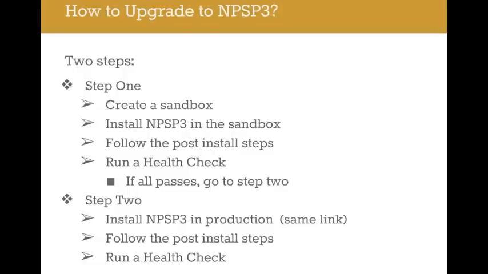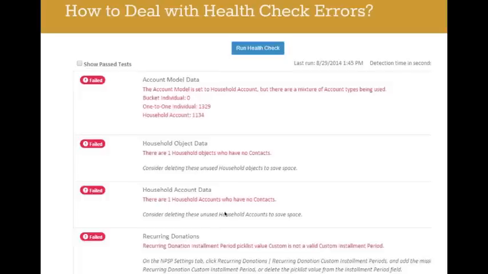So that's probably one of the big issues we're seeing, right, Caroline? Yep. Always run the health check. That's a big one. So this is the health check after converting the model. It went from a one-to-one model to the household account model in that test instance. And you can see the failures.